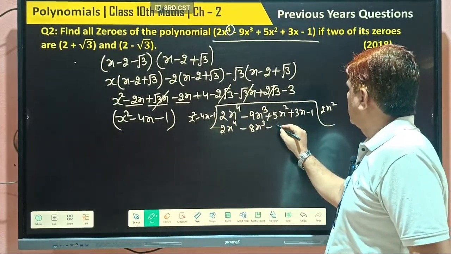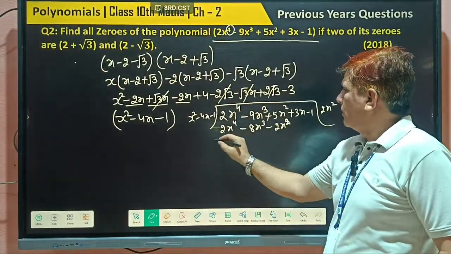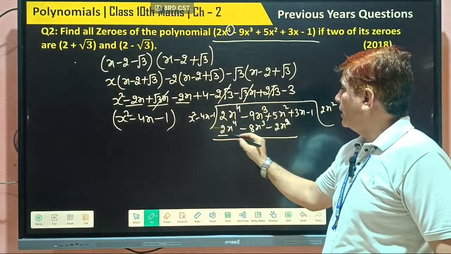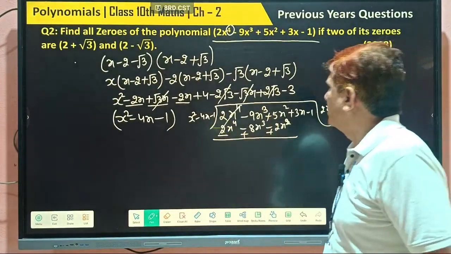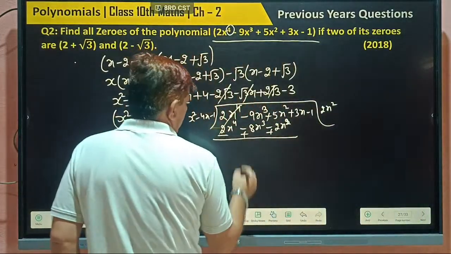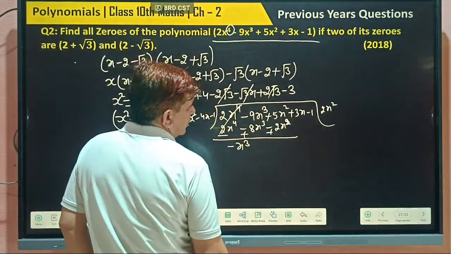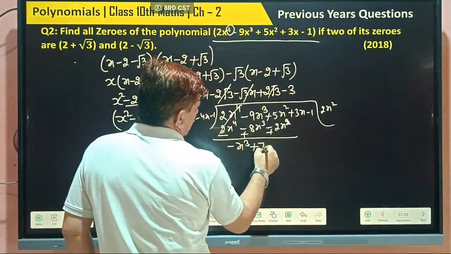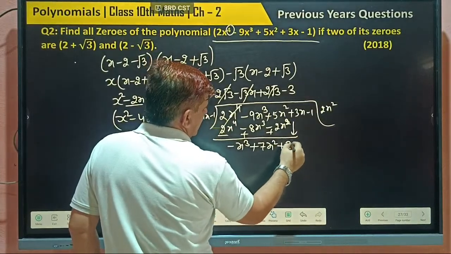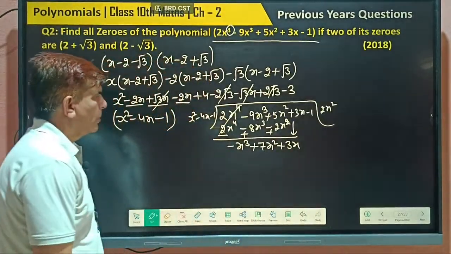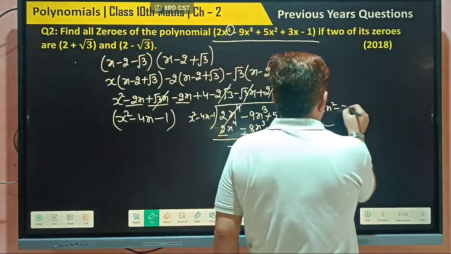minus 2x square, sorry. Change its sign, minus plus plus. So cancel out. 9 minus 8, minus x cube. Understood? Plus 7x square, and what's coming here? Plus 3x. I can multiply this with what? So it becomes minus x.